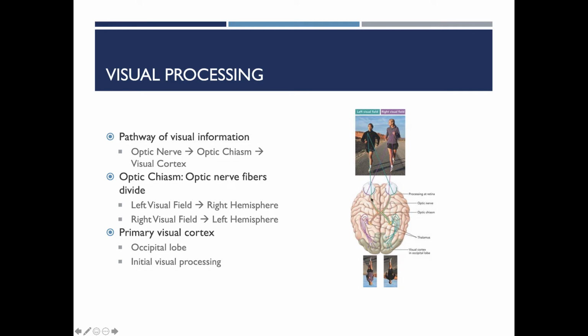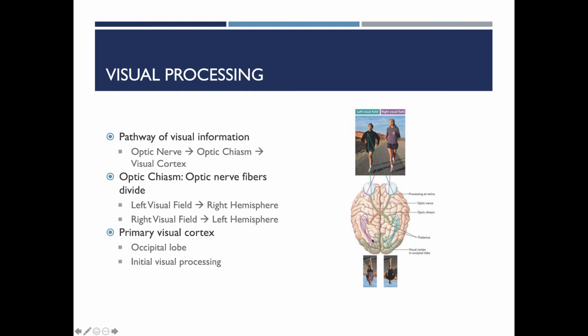This is where half of the fibers from each eye cross to the other side of the brain, because you remember the contralateral wiring that we talked about in the chapter on biological psych. That information from the right visual field is going to end up in the left hemisphere, and information from the left visual field will end up in the right hemisphere. And they'll do that by half of the fibers crossing to the other side of the brain and half of them staying on the same side.